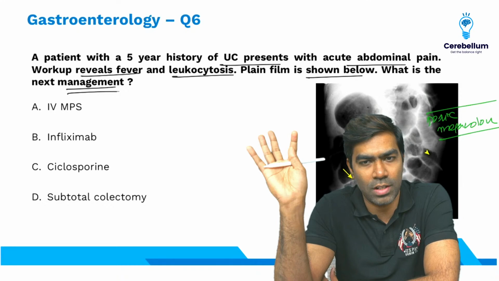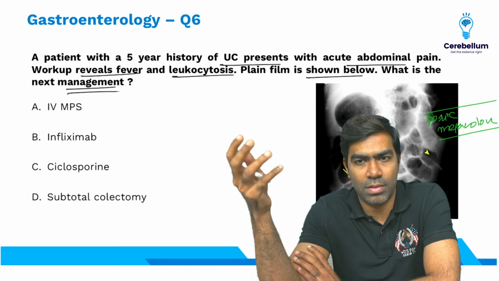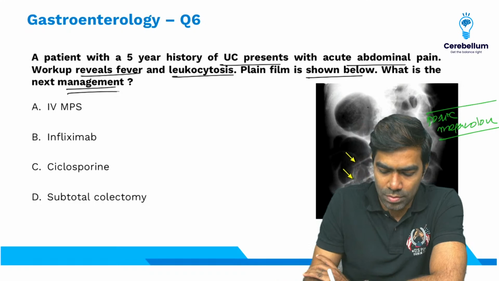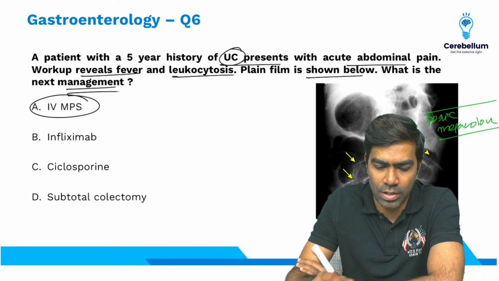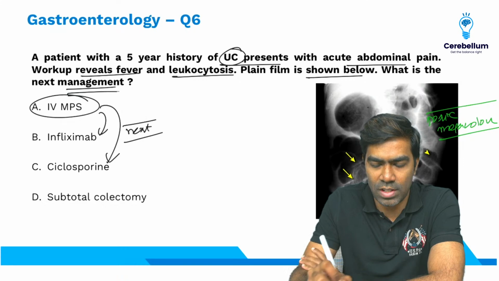First is always conservative. You don't straight away go and operate and remove the colon. Whenever I ask about toxic megacolon, students tell that you have to do surgery. No. First start with conservative therapy, IV methylprednisolone, because this is a patient with ulcerative colitis. That's the first line therapy. Then try infliximab or cyclosporin. That's the next step. If it still doesn't work, then go for subtotal colectomy.